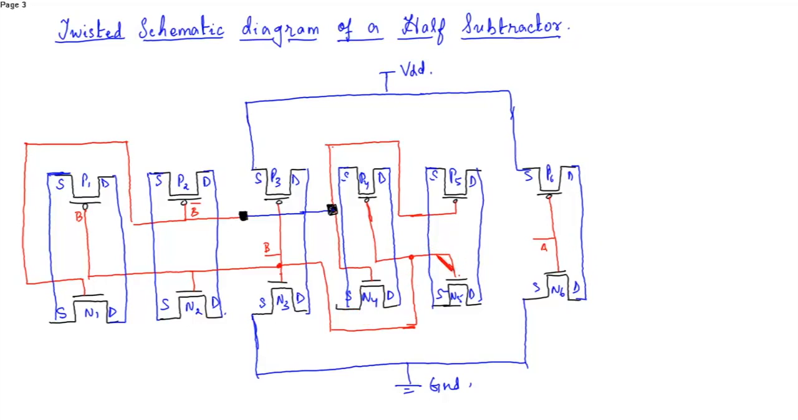So now how will we connect? From here we can bring the metal layer. This is A. So from here we'll bring the layer up to this. This is A.